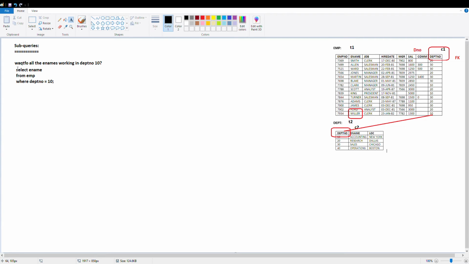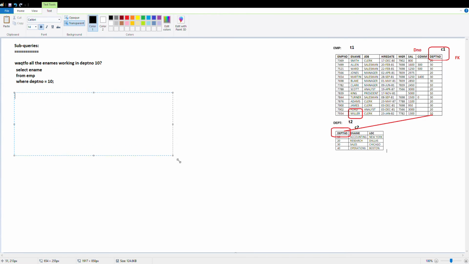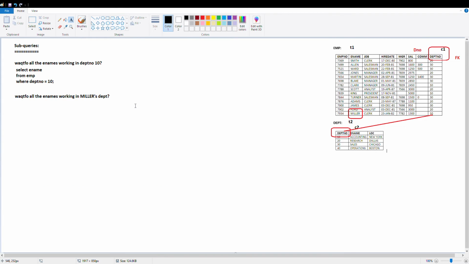Now the same question I'm going to ask you in a different way. Write a query to find out all the employee names working in Miller's department. Try to understand the difference between this question and the previous question. Every condition has three components: column, operator, value. Here the column is given properly, the value is given properly, and the operator is obvious, it's equal to. So every piece of information is given in the query itself.